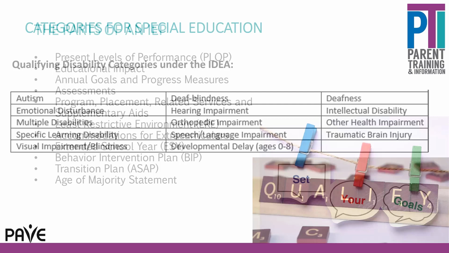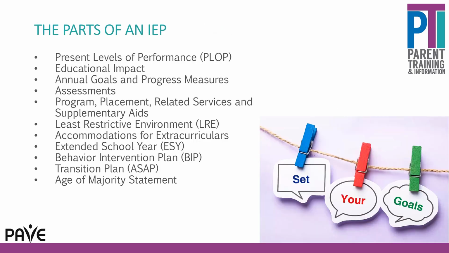When a student qualifies for special education, an IEP is developed. Our website provides a full-length article about the IEP and how to understand its various components and participate in its development. We also provide an article about SMART goals and how parents can participate in goal setting and progress monitoring. So if you type IEP or SMART into the search bar at wapave.org, you can find those articles.